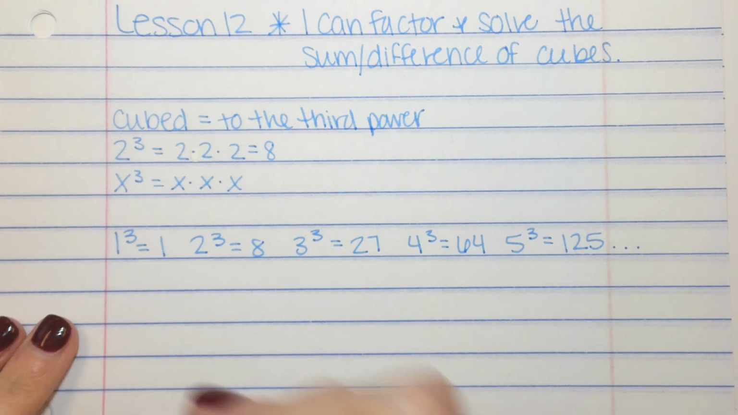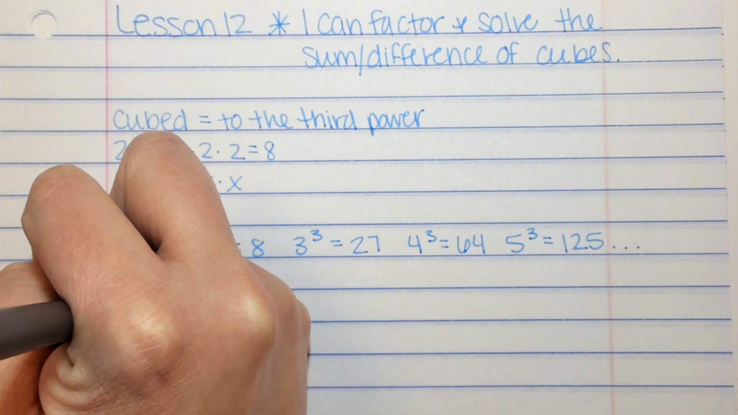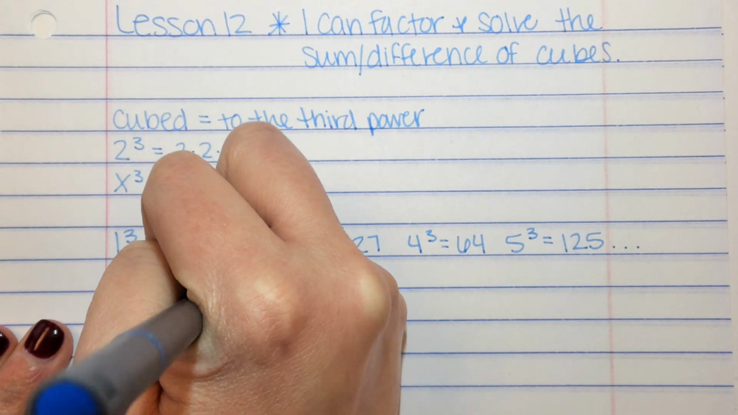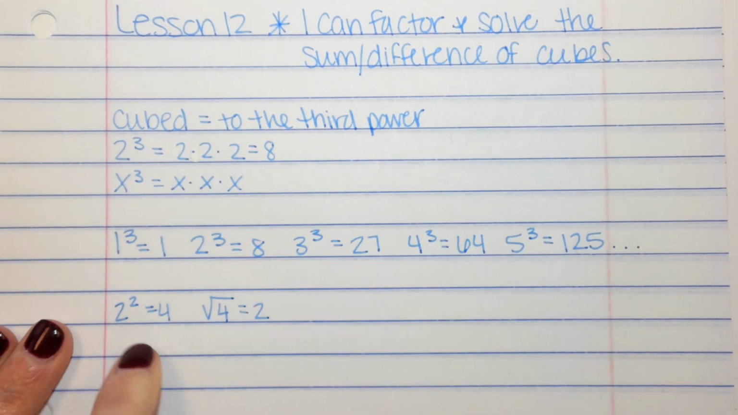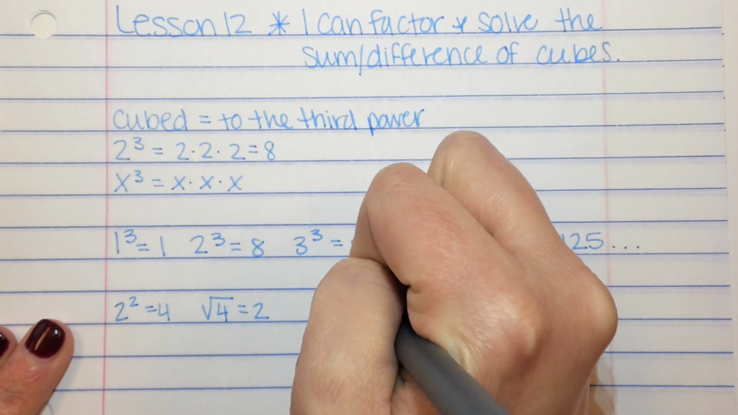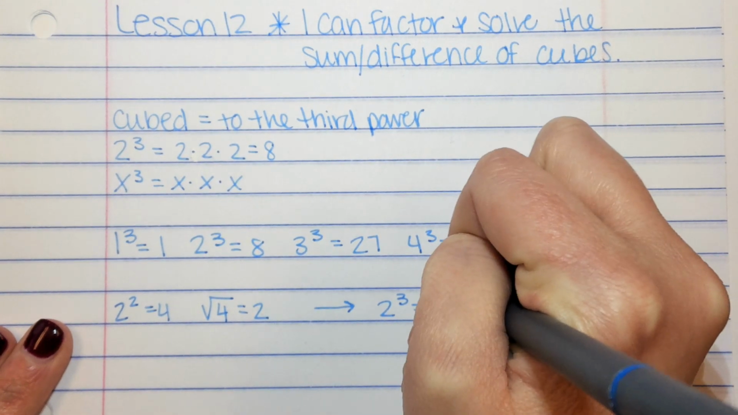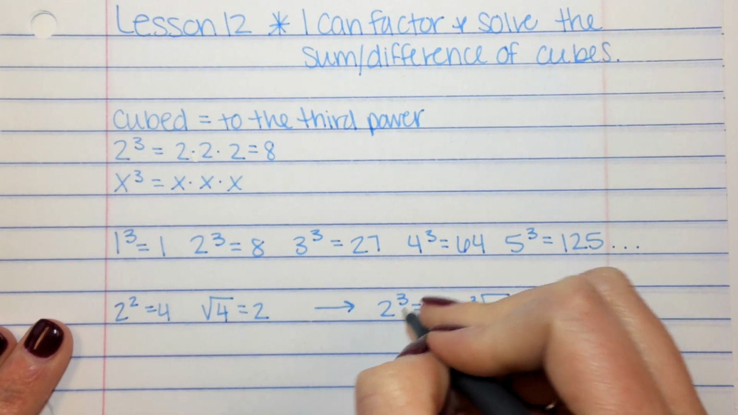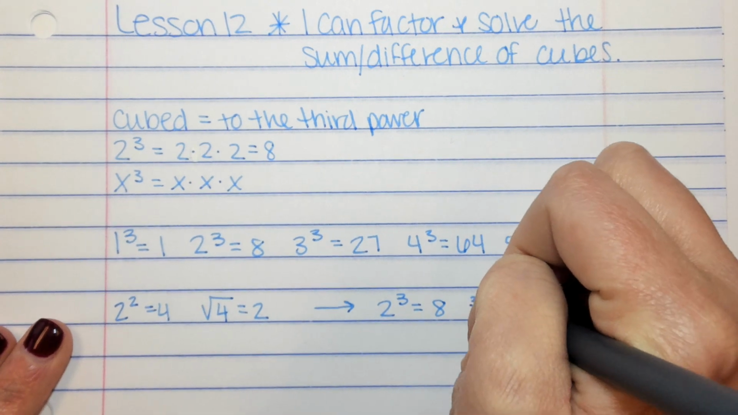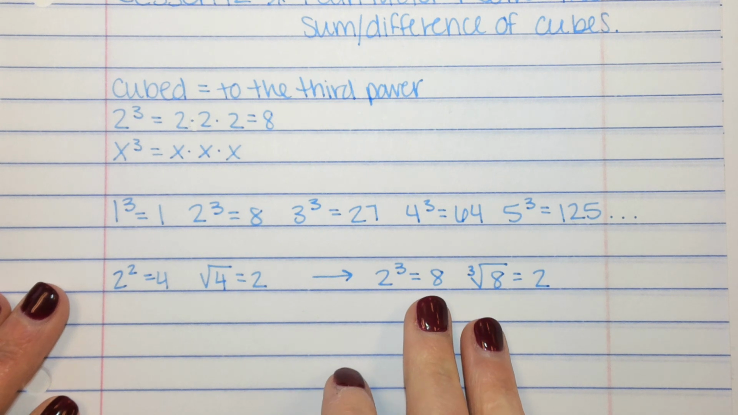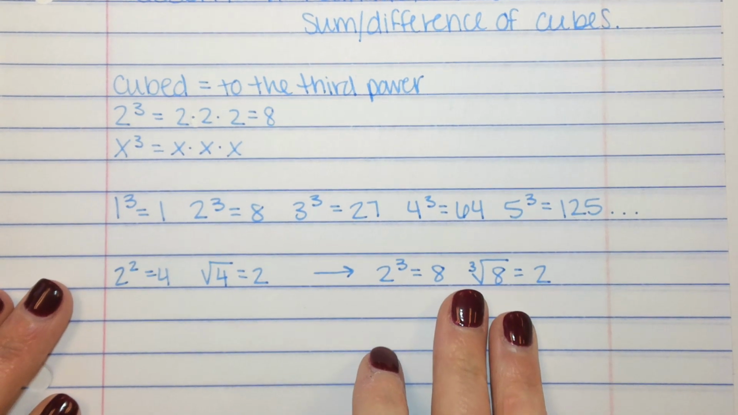Just like we know 2 squared equals 4, and then we can take the square root of 4, and that's 2. Those are inverse operations. We can do the same with cubed roots. So 2 cubed is 8, and if we take the cubed root of 8, we get 2. Okay, now I will show you how to do that in your calculator.